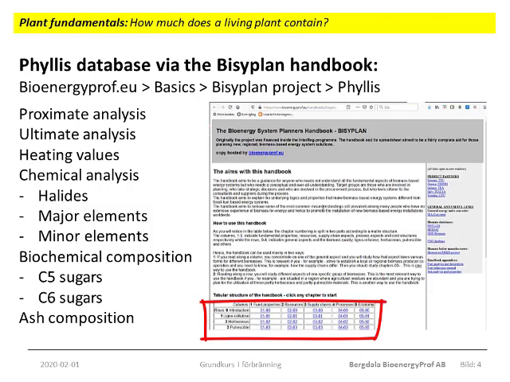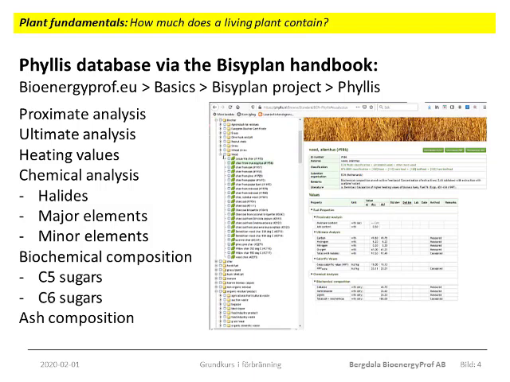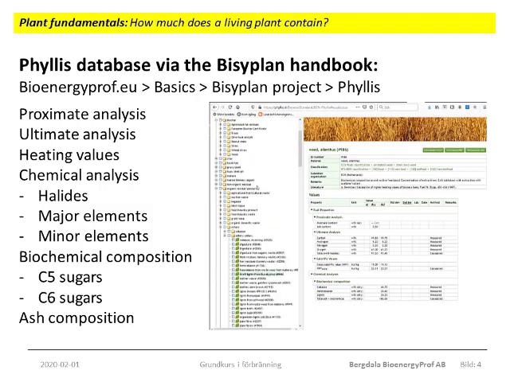At the bottom of the BusyPlan page, you will find the main textbook for the entire course in a tabular structure. But right now we are only interested in the Phyllis database, which is found in the right-hand side column of the page. What I've done here is to choose to search for eucalyptus, just to show you how it works.